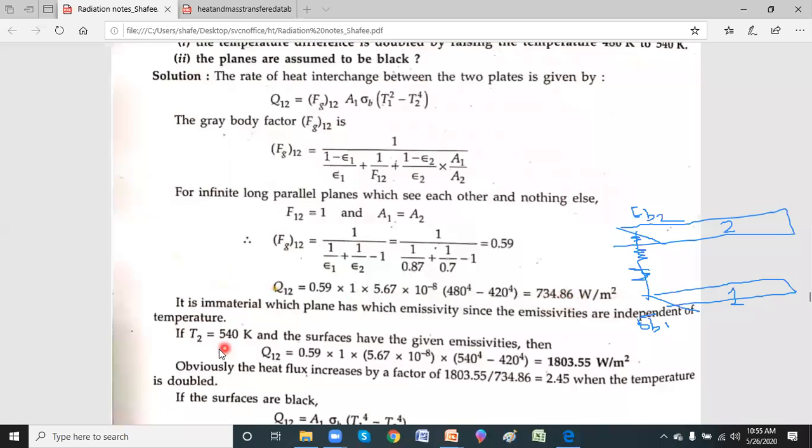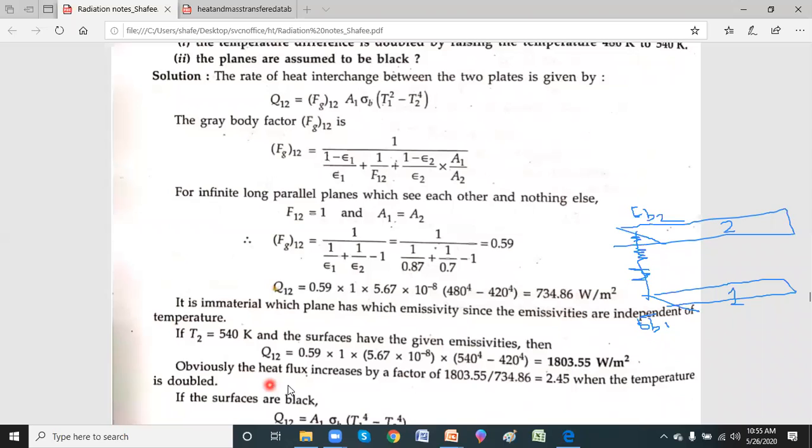Okay. Now what he said in the second case: if the temperature T2 is increased from 480 Kelvin to 540, what will happen? Instead of 480 here, I replaced it by 540. Now you see the difference, just a small increase in temperature. Instead of 734, what is the value here? It is 1803.5 watts per meter square.